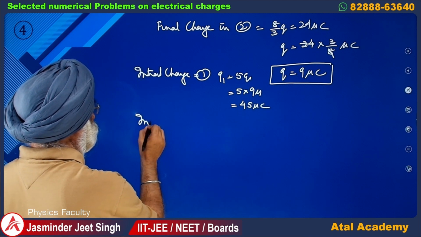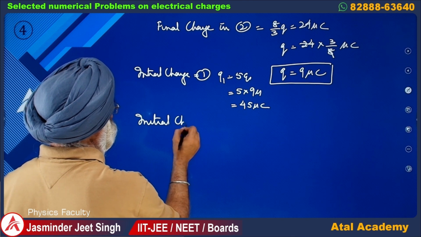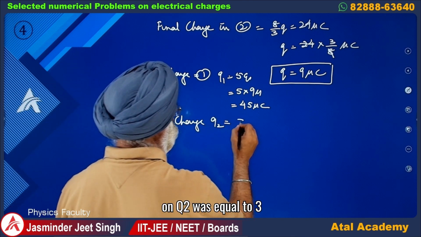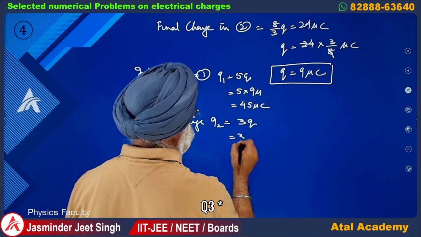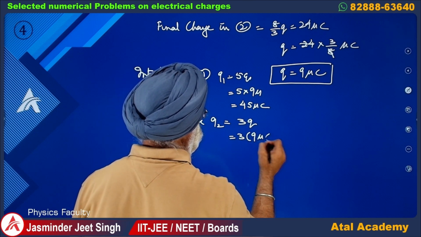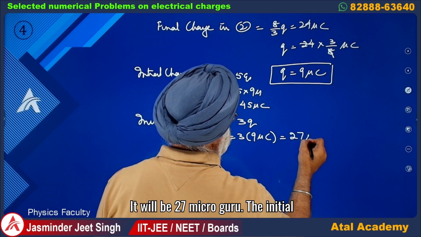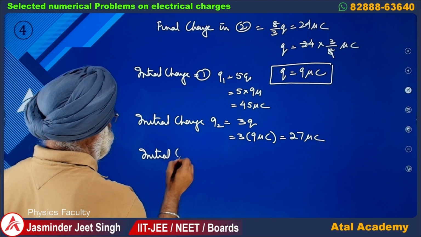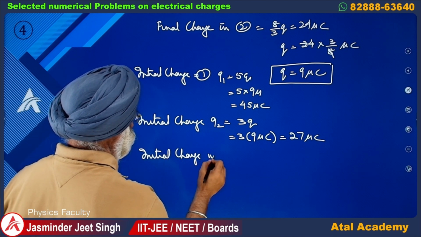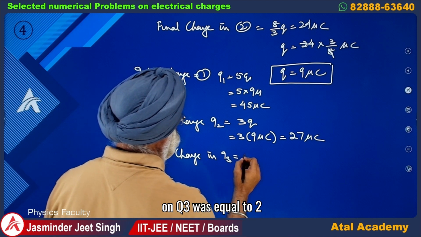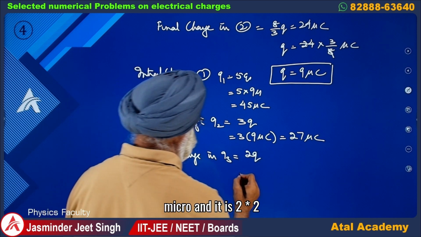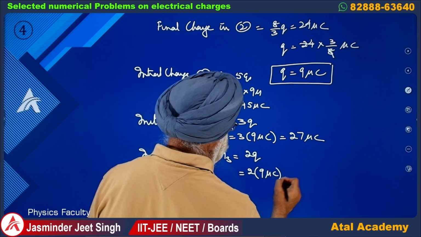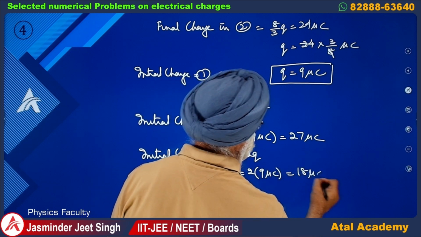The initial charge on Q2 was equal to 3Q. 3 into 9 micro, it will be 27 microcoulomb. The initial charge on Q3 was equal to 2Q. It is 2 into Q, 2 into 9 microcoulomb, it will be 18 microcoulomb.